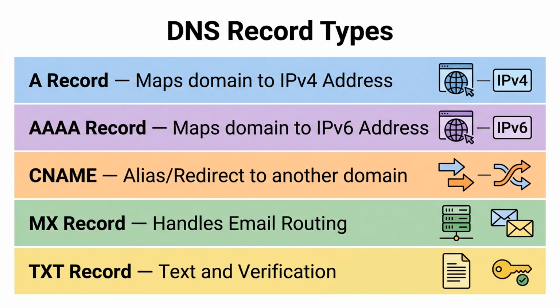Then there's the AAAA record for IPv6 addresses. The CNAME record is an alias, like saying www.example.com is the same as example.com. The MX record handles email routing, and the TXT record stores text, often used for security verification. Each record type serves a specific function.